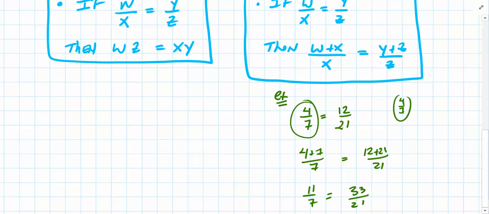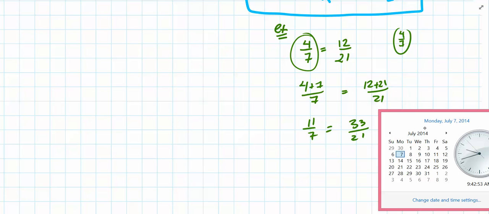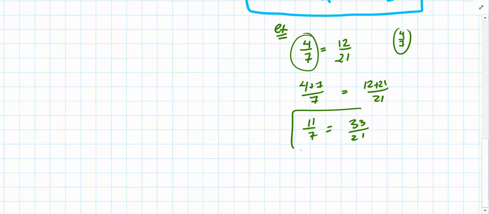Are these still in equal proportion? Yes, they are. That's cool. They still are. 11 over 7 is the same thing as 33 over 21. Okay. Does that make sense?